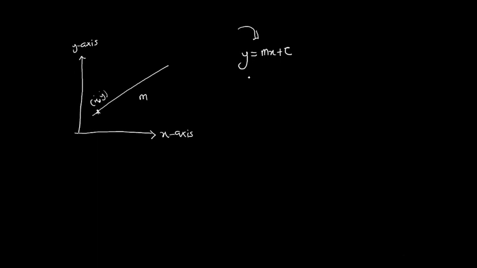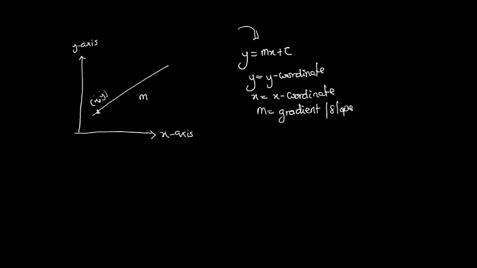So your y is your y coordinate, your x is your x coordinate, your m is your gradient or slope, your c is your constant, or the point at which the line cuts the y-axis.